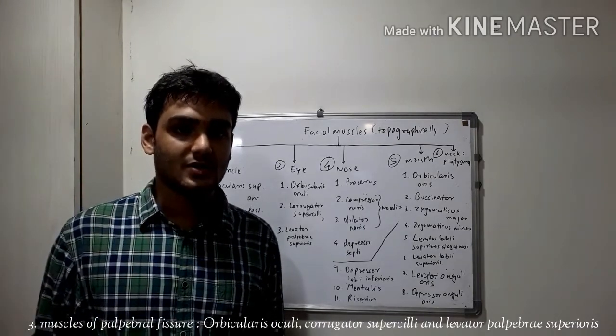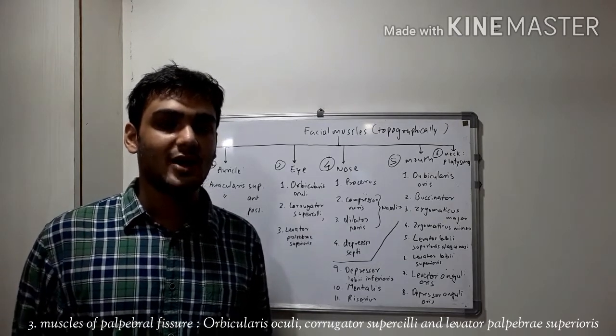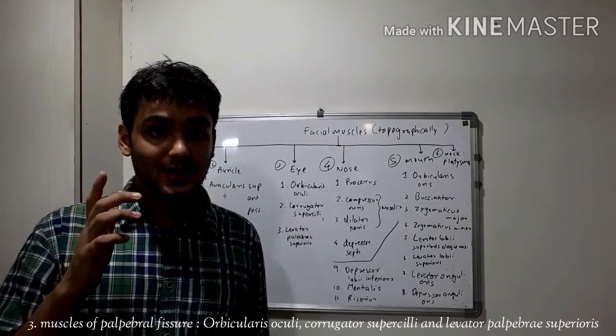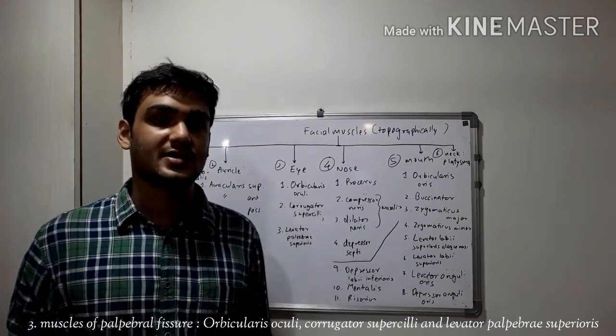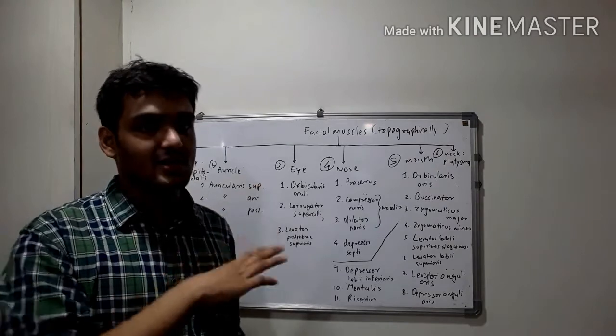Then talking about the muscles pertaining to the palpebral fissure, we have the orbicularis oculi, the corrugator supercilii, and levator palpebrae superioris. Now levator palpebrae superioris doesn't come under the muscles of face. It is an extraocular muscle, but for now we are considering it under this heading.